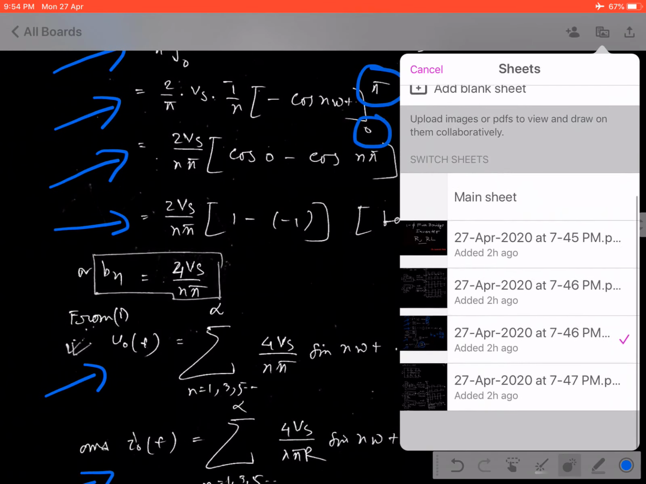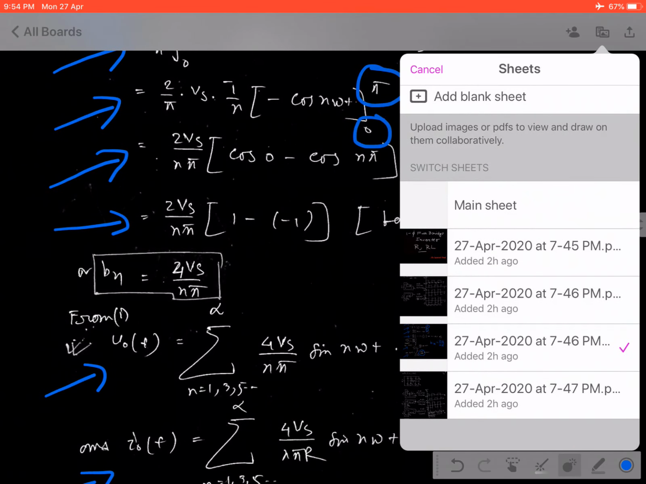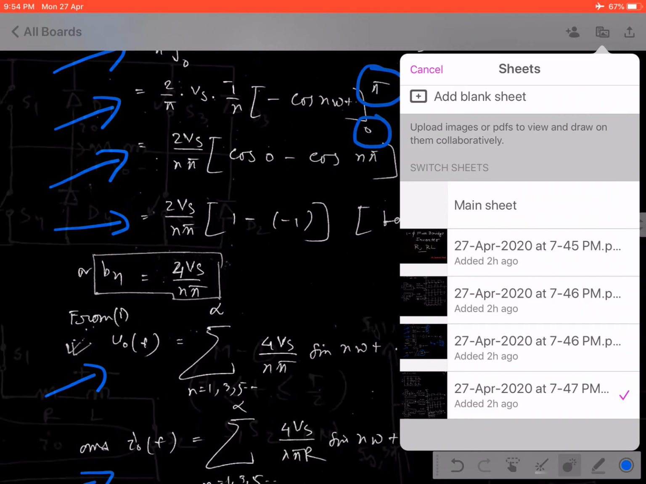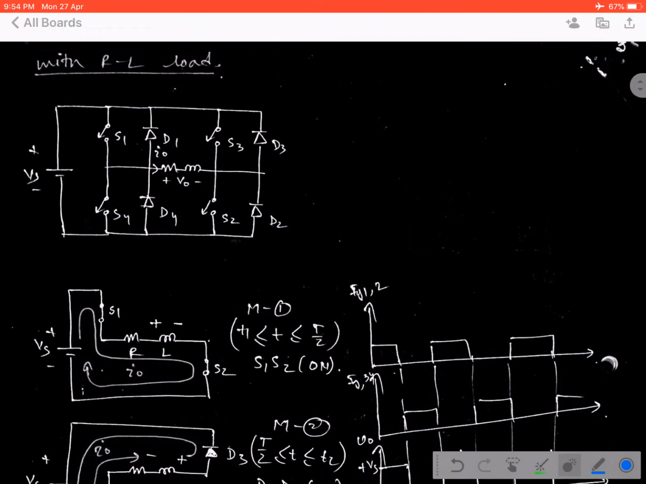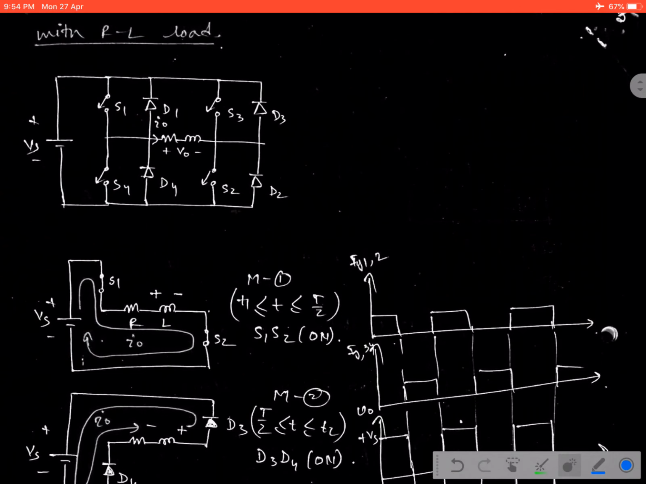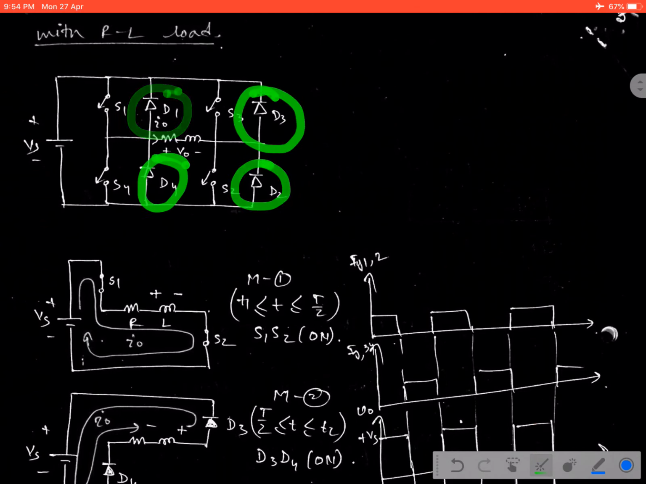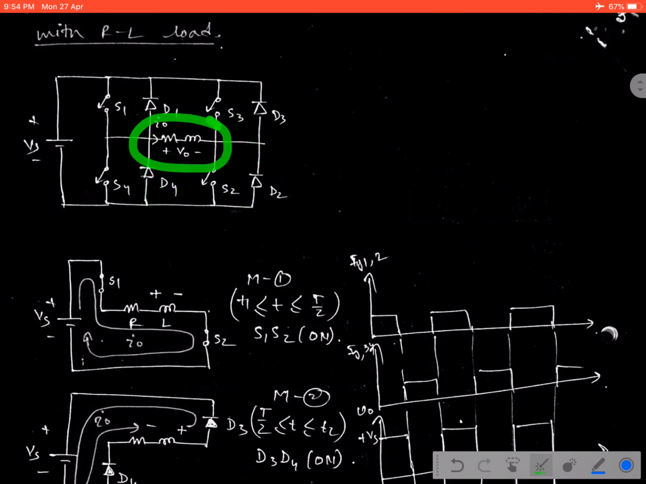Now we can go through the RL load. So what will be the changes during the operation? In the case of the R load, I mentioned there was a non-conducting state during D1, D2, D3 and D4. But in this case, as we are using the RL load, the question of the charging and discharging path arises. That is why the charging and discharging part should be maintained by using these diodes.